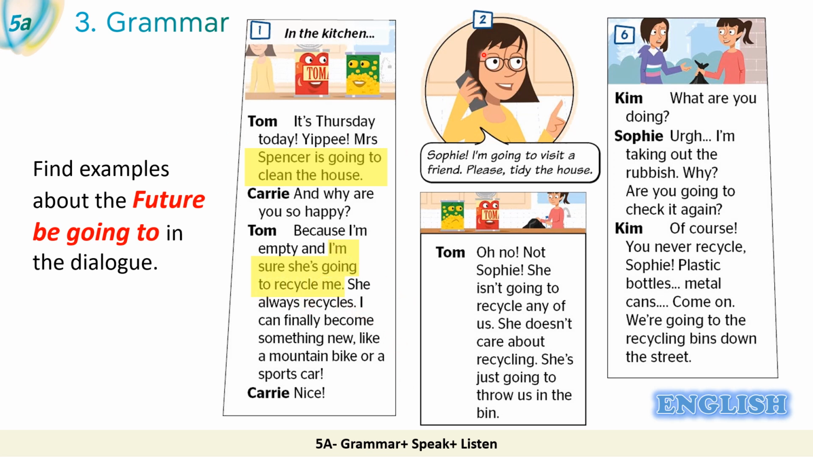Now let's move to number 2. Who can give me an example there? Well done. I'm going to visit a friend. Another example. Well done. She's not going to recycle any of us. Now another example. Well done. She's just going to throw us in the bin. Now how about number 6? That's correct. Are you going to check it again? And that's a question. Well done, everyone.